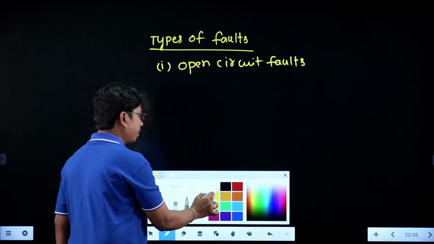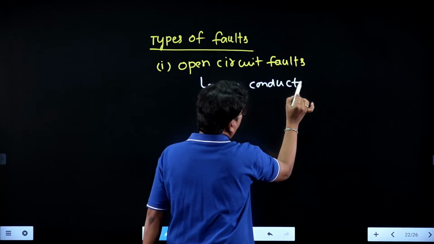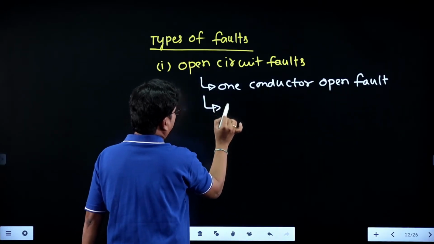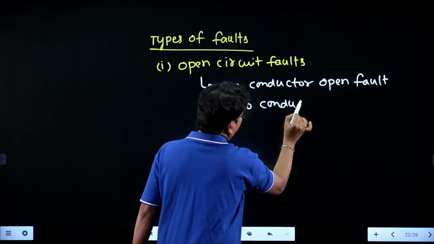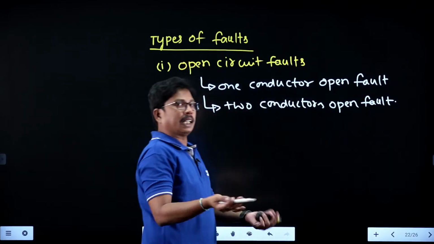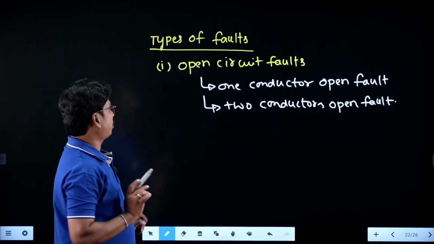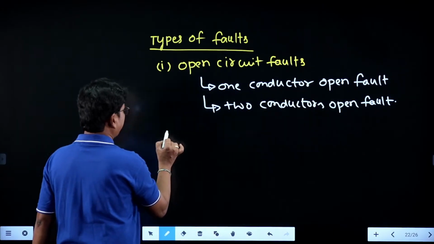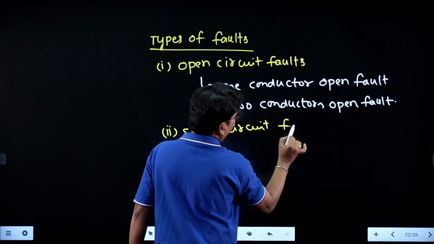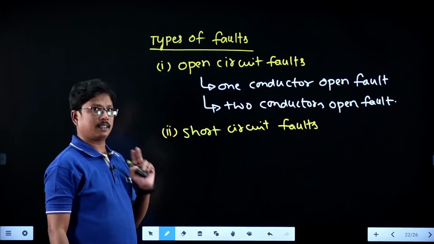In open circuit faults, we are having two types of faults. One is one conductor open fault, and the other one is two conductors open fault. If three conductors are open, you cannot call it a fault. That will be a no load condition. So we are having only one conductor open fault and two conductors open fault. And the second type of fault we are having is short circuit faults. The short circuit faults are also called shunt faults. Open circuit faults are also called series faults.